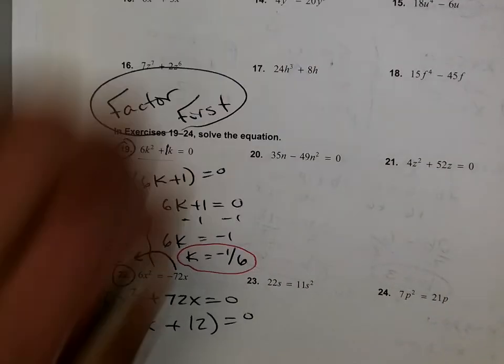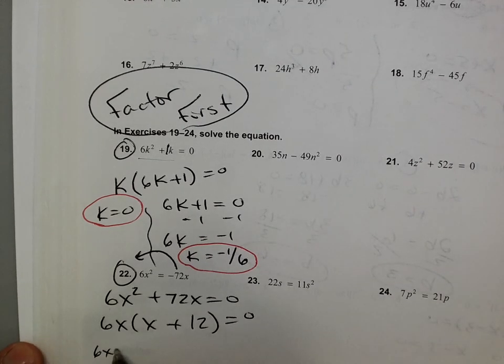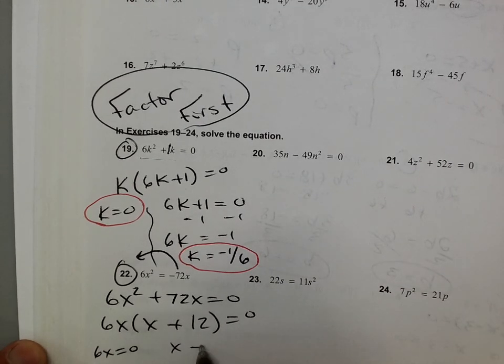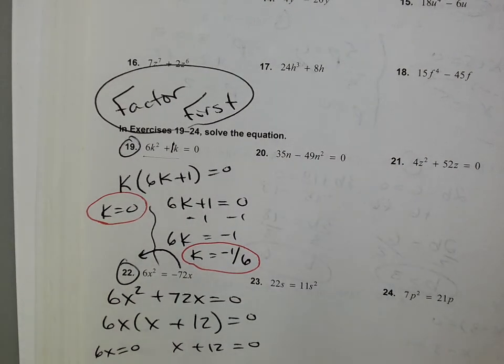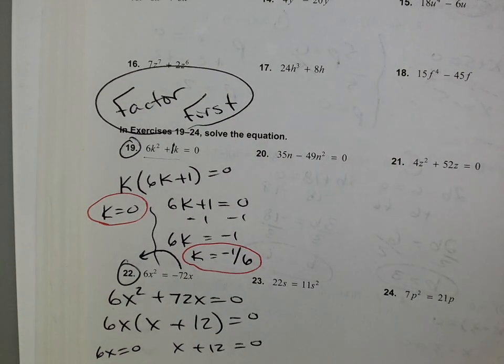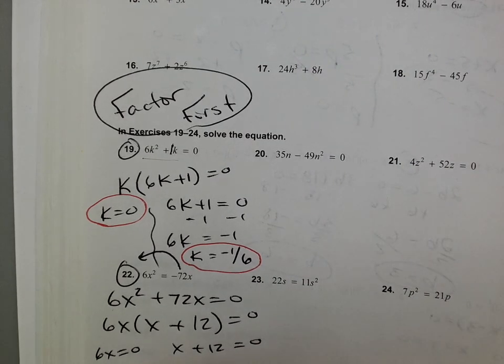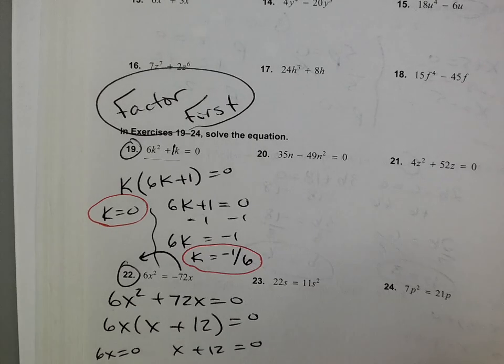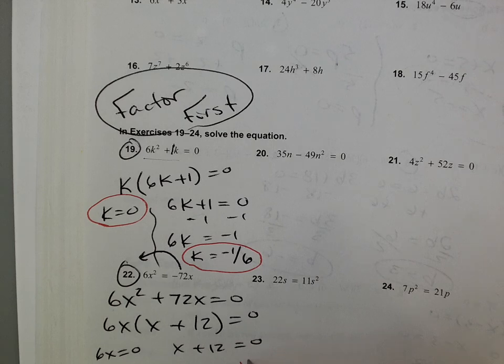Okay. And now, come back here. And now, I have my two mini equations. 6x equals 0, x plus 12 equals 0. Okay. You're going to start skipping steps, aren't you? And I don't mind if you skip steps, as long as you know what you're doing, right? Divide by 6, one answer is x equals 0. Minus 12, x equals negative 12, okay?